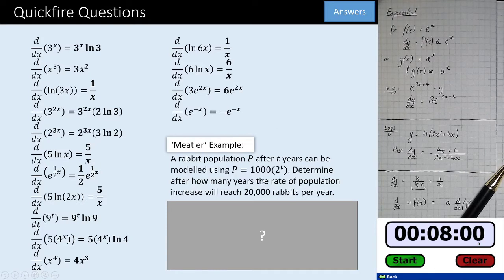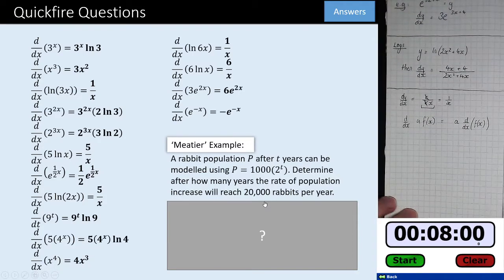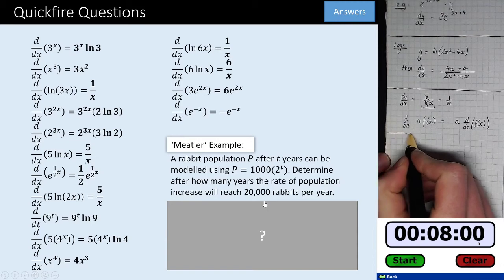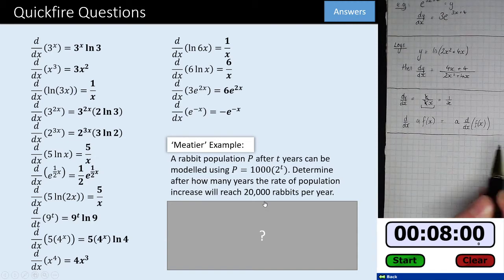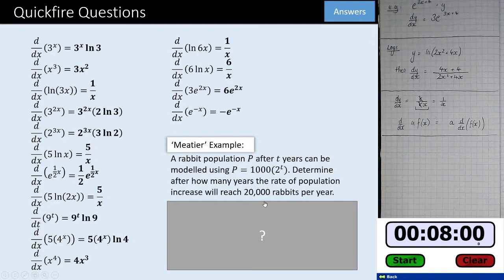Now, this meteor example is where we're going to finish. We're thinking about population models. There are some great examples of maths linking with biology to do with differentiation and integration and exponential growth and things like that.